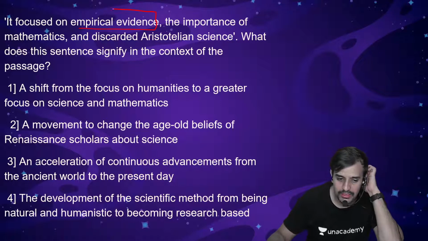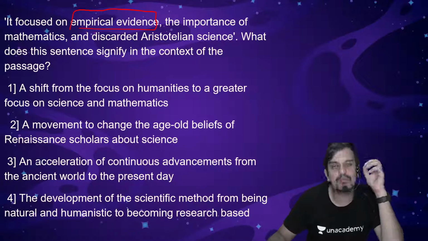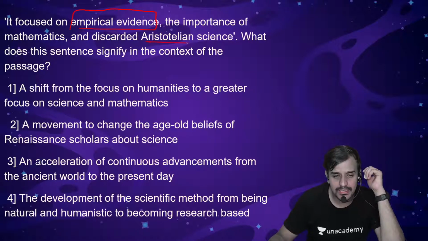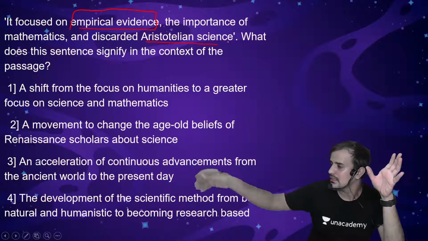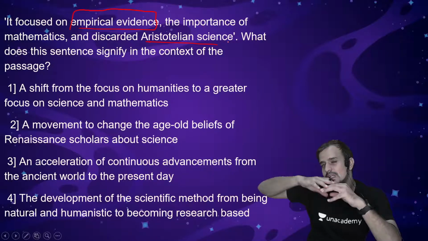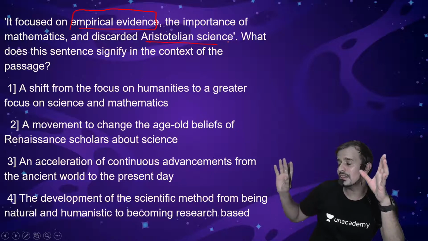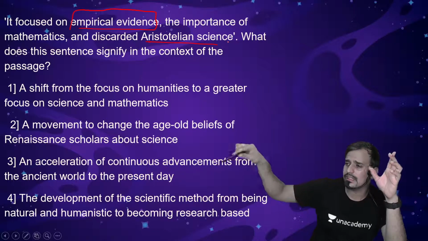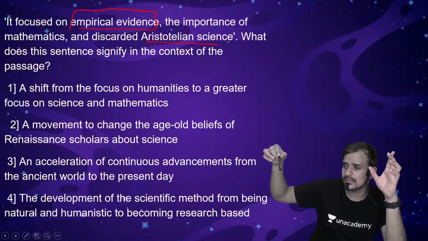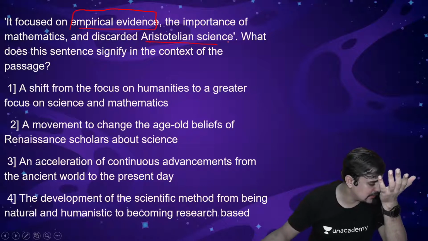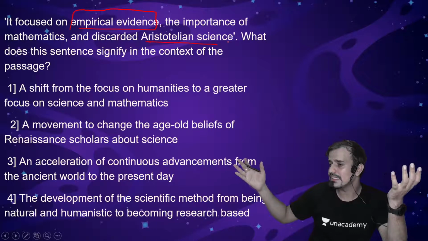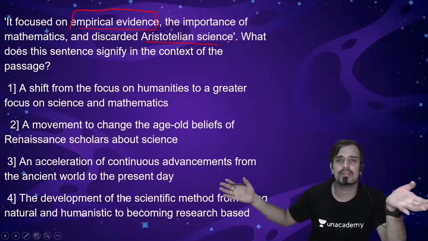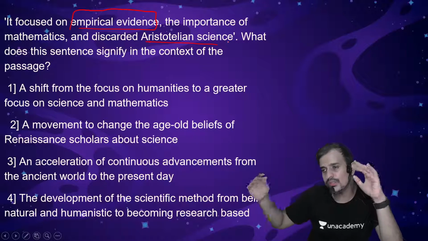We are talking about what? We are talking about empirical evidence, right? We wanted what? We wanted evidence now. The importance of mathematics and discarded Aristotelian science. Aristotelian science means Aristotle was sitting at his own and he deduced that Earth is not the center. Sun is the center. And Earth revolves around the sun. It was what Aristotle did. It was not based upon any scientific theory. It was not based upon any mathematical theory. So the new view changed it.